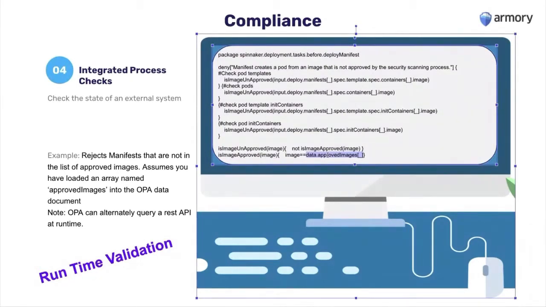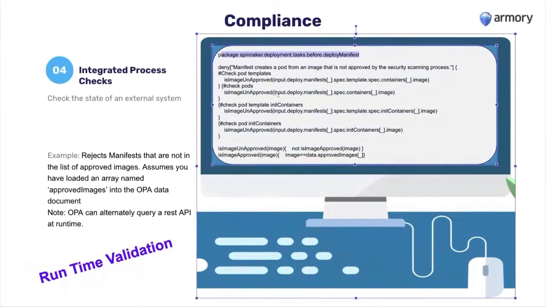An alternative is that Rego does allow you to do simple HTTP REST API calls from within your policy. So there are two different ways to do this integration with your security scanner. Either you can call its APIs from within your policy, or you can have it, when it finishes a scan, upload new data to Rego that specifies the list of approved images. So here, again, I'm running on those deploy manifest stages.